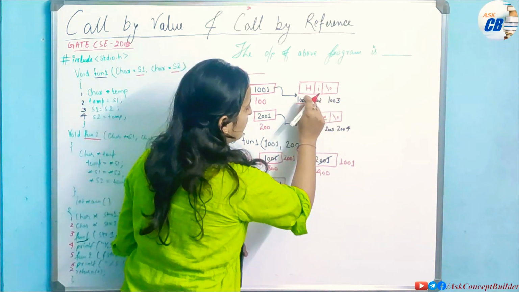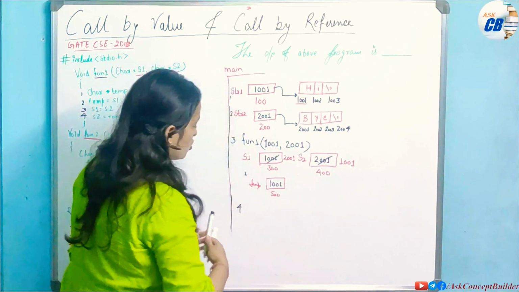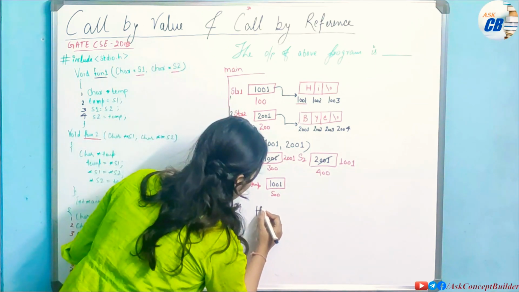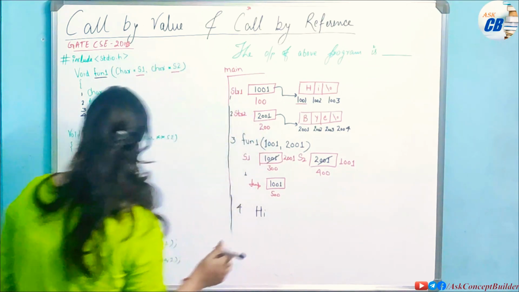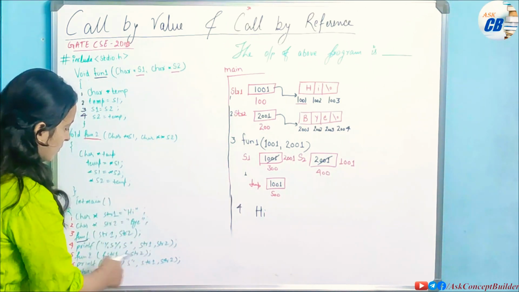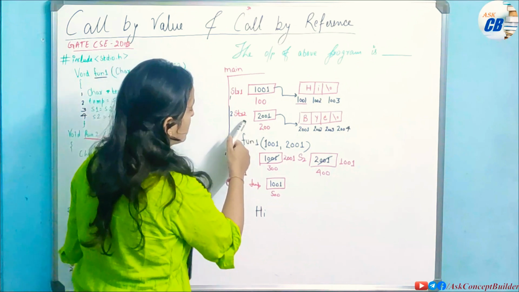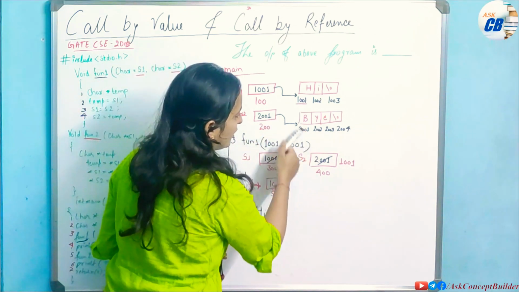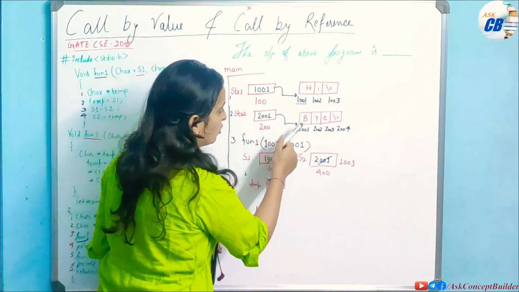So the null character is here, so it will print the value hi. First hi, and then one more is %s with str2, so again it has to print str2. Now what is your str2? Str2 is 2001, which is pointing to this variable.